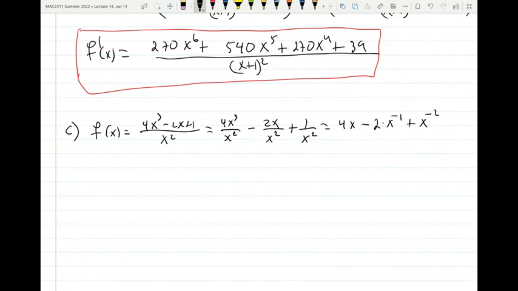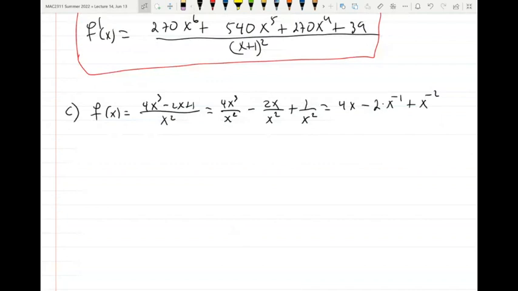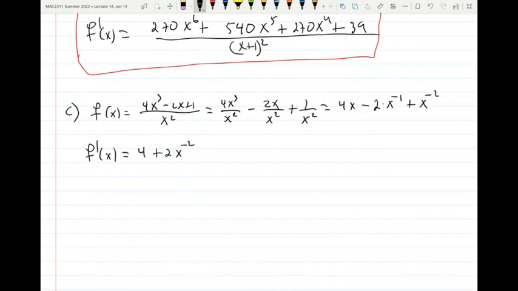You okay with this? Yes? Okay. So now f prime is easy. What's the derivative? 4 plus 2 times x to the negative 2, then minus 2x to the negative 3. Right? Remember, you need to subtract 1 from the exponent. When you have a negative exponent, it decreases, but the number in absolute value gets big.